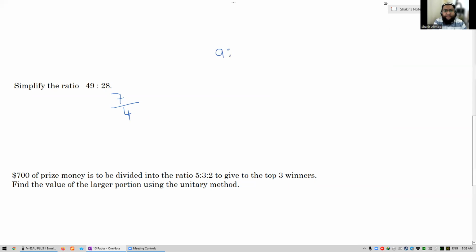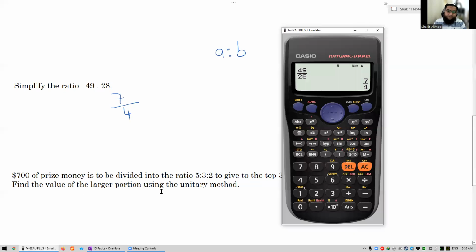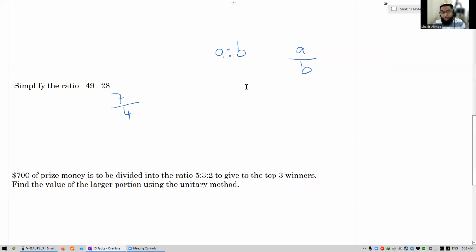If you have A to B, you can put this in the calculator by writing A over B. Always. A to B is going to be A over B. That's what you do. A to B is literally the same as A over B.